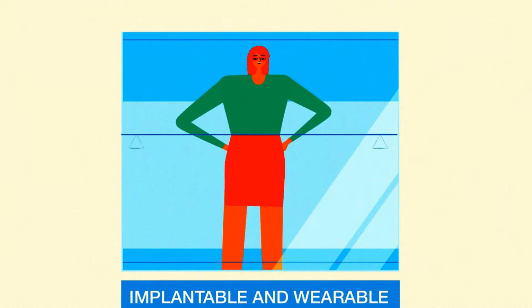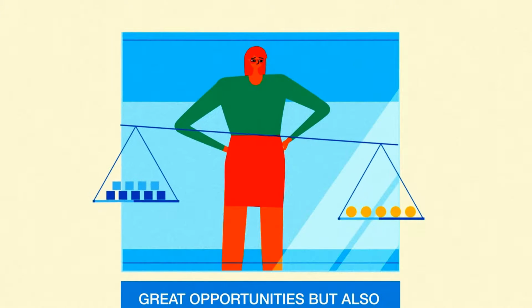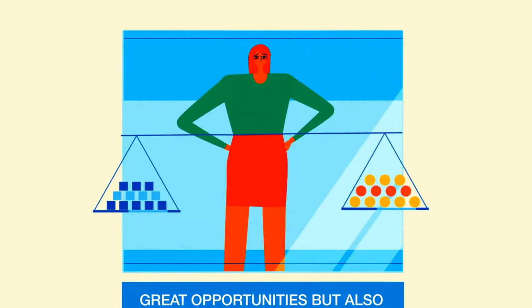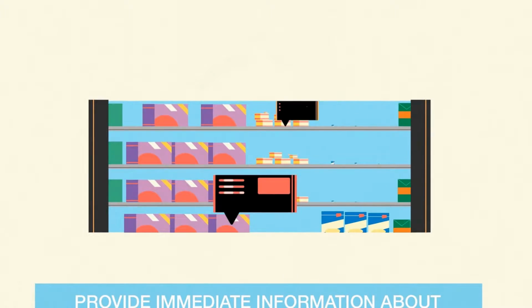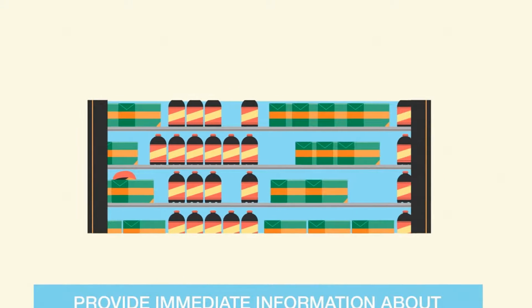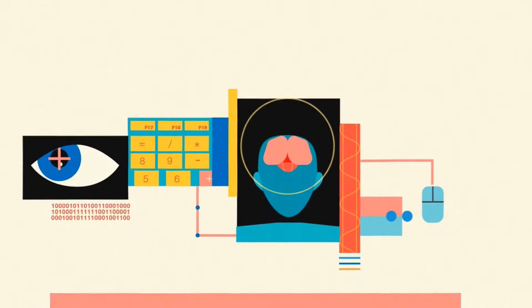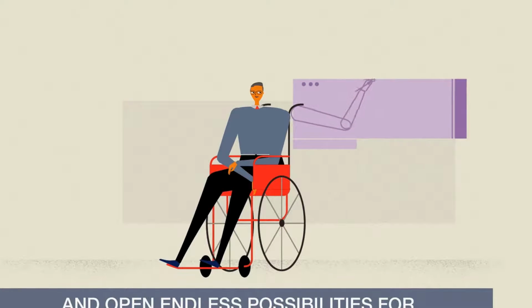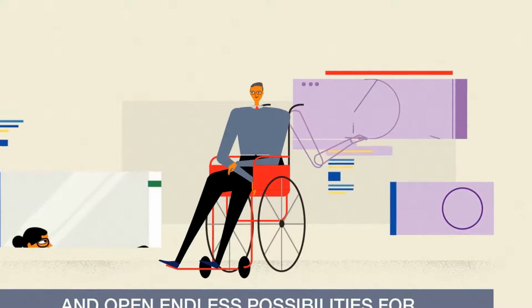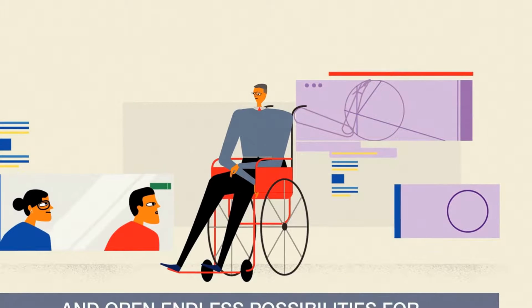Implantable and wearable devices will create great opportunities, but also great challenges for humanity. They will help monitor our health, provide immediate information about what we see, or help find missing children. Controlling devices with our brains will enable disabled people to fully engage with the world and open endless possibilities for teaching, learning, and many new experiences.